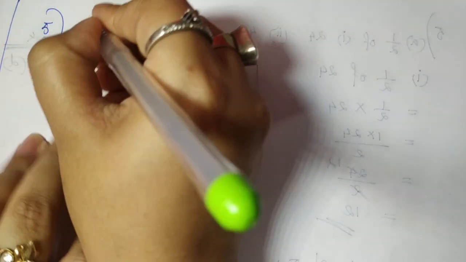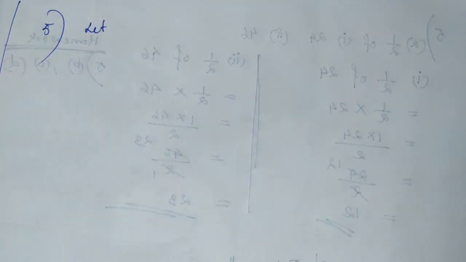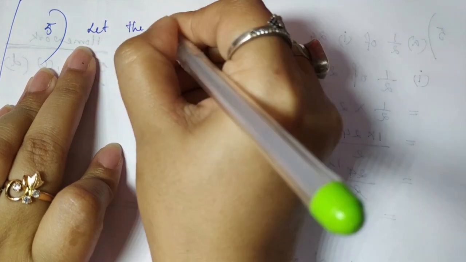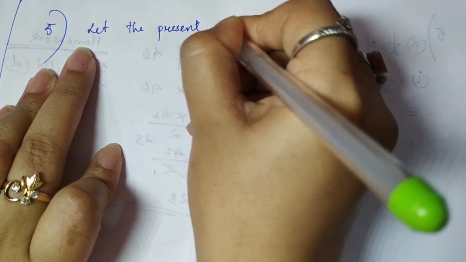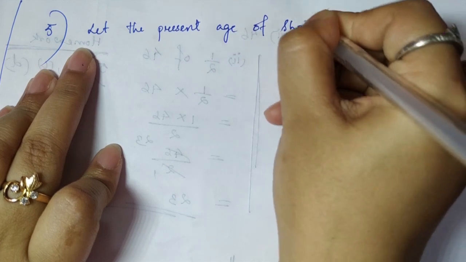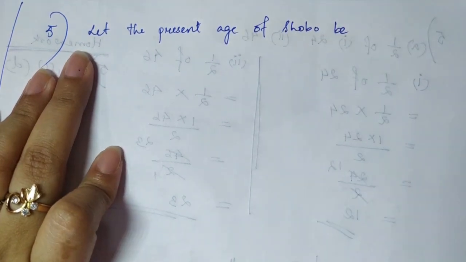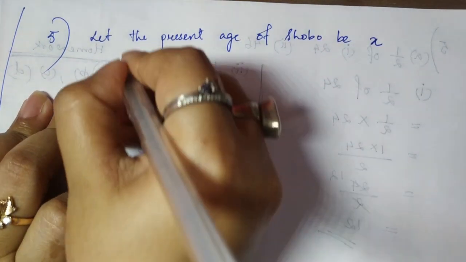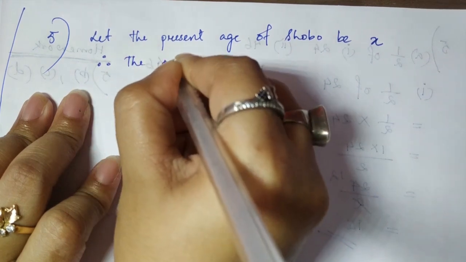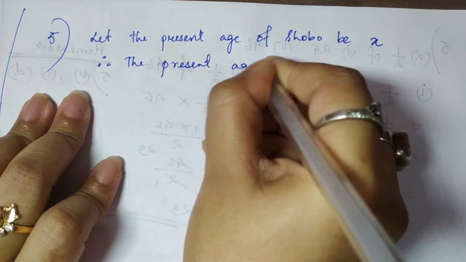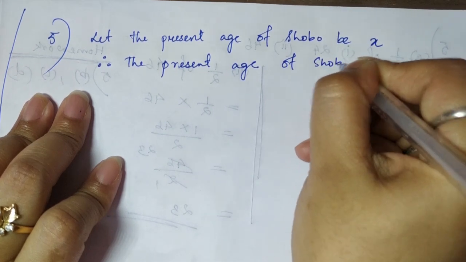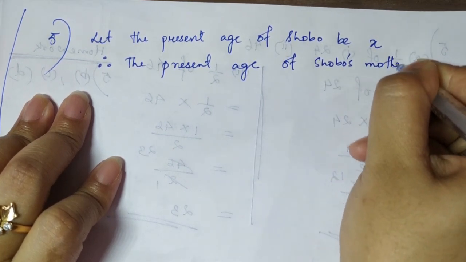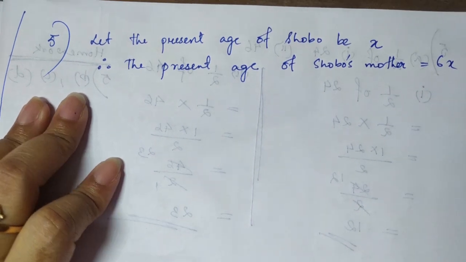Now which one will you consider to be x? It is given that his mother's age is 6 times his present age. So obviously we'll consider, let the present age of Shobo be x. Therefore the present age of Shobo's mother will be equal to 6x, because it's 6 times, right?